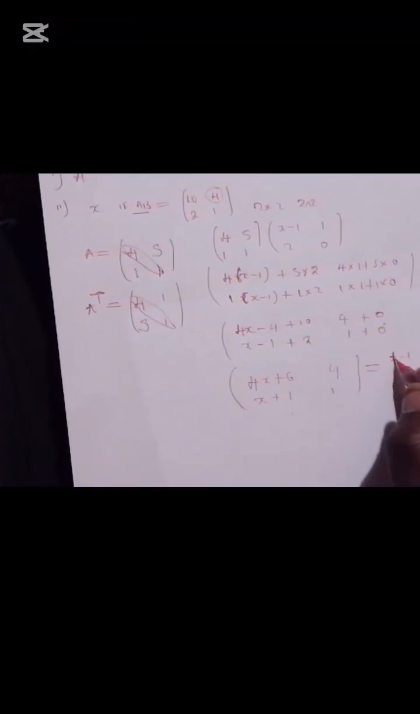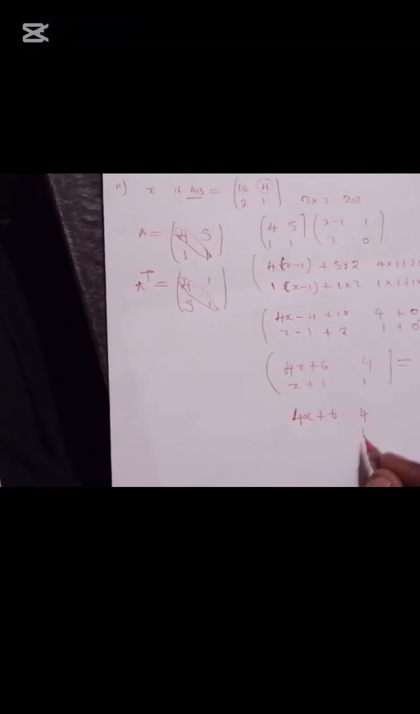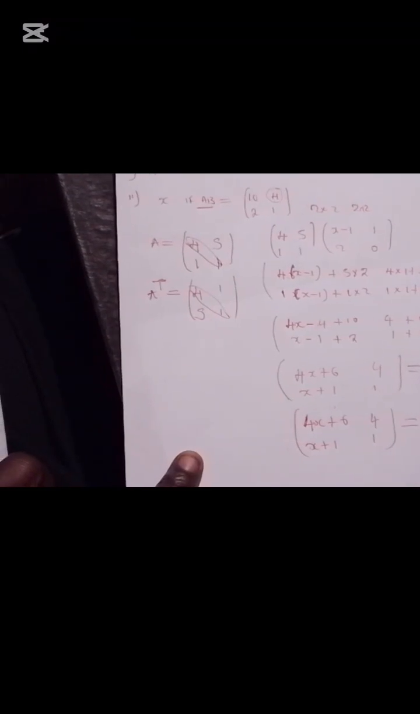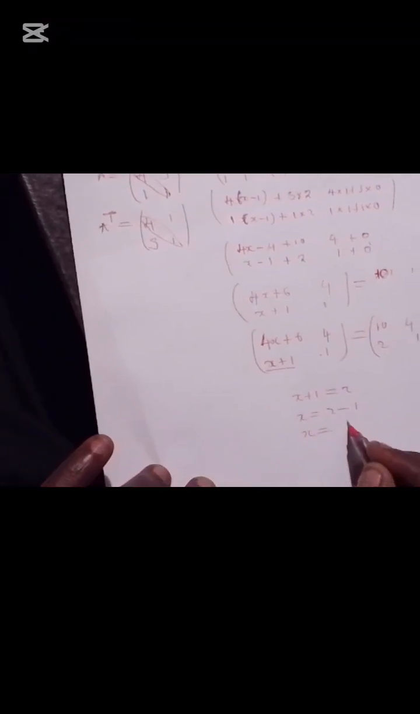Let me write this: we have 4x plus 6, 4, 1, x plus 1, and it equals 10, 4, 1, 2. So you're going to equate directly: 4 equals 4, 1 equals 1. If I want, I can pick from the bottom, where I say x plus 1 equals 2, so x equals 2 minus 1, and x gives me a 1.